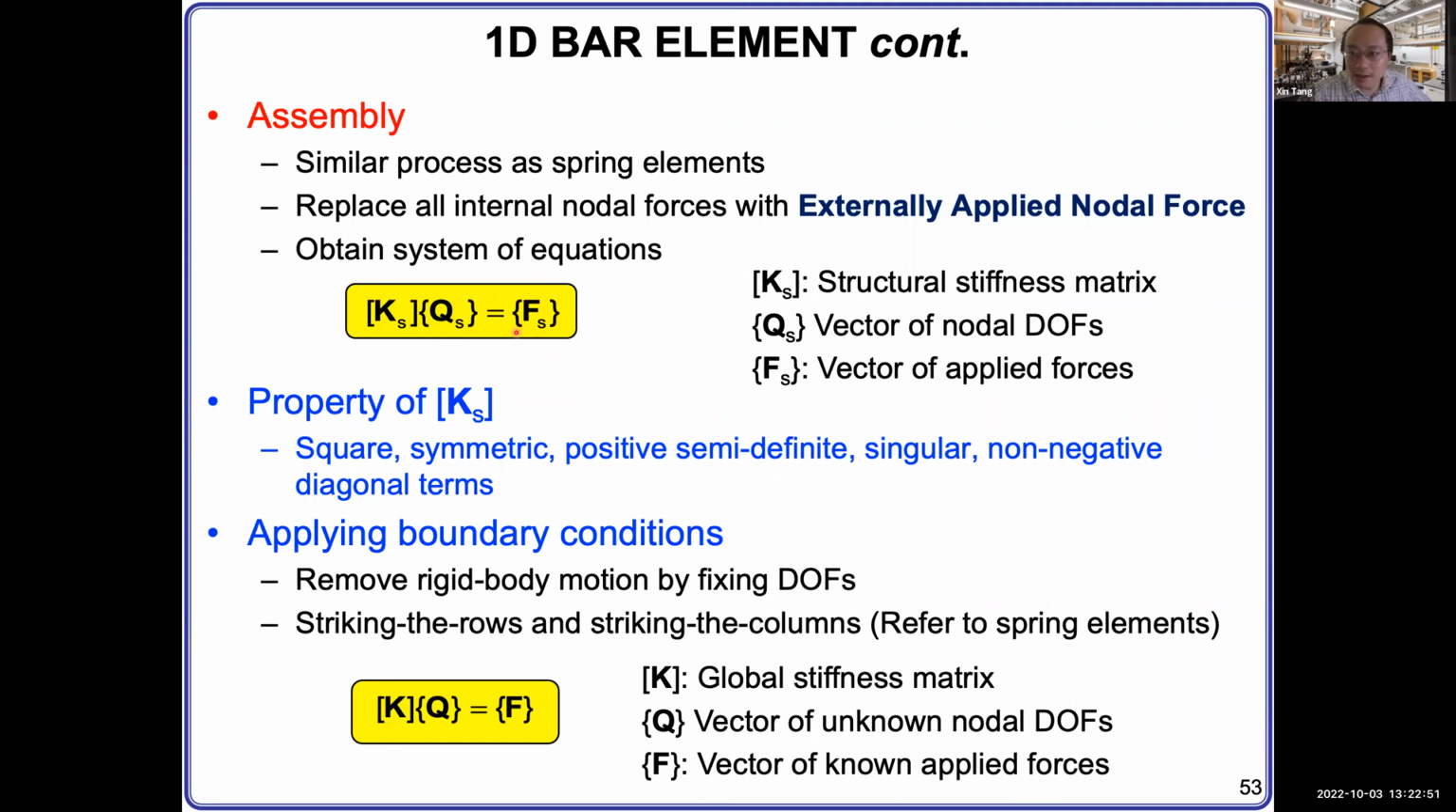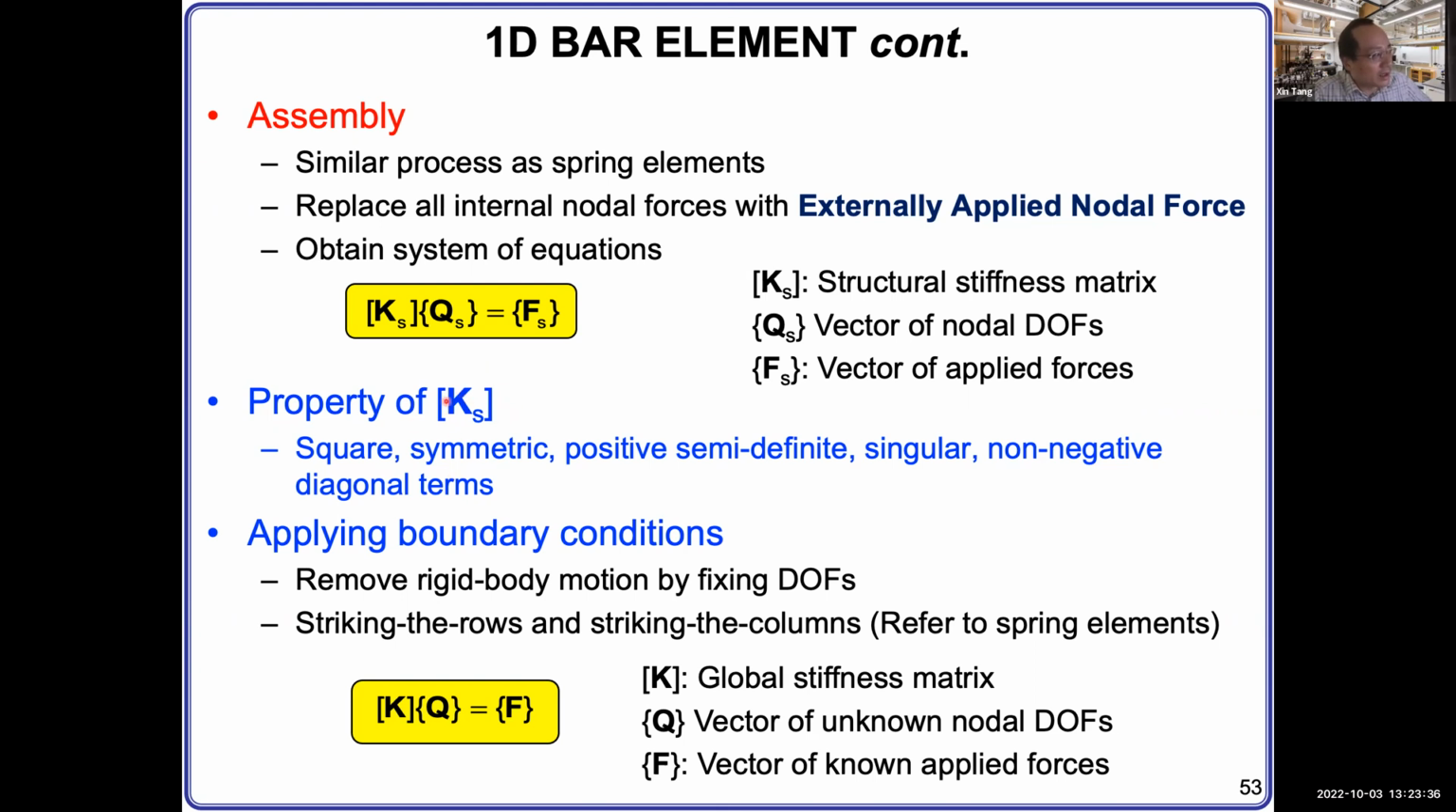So you have many small f added together, and based on force equilibrium, they equal the capital F, the external force applied. So this is the vector of external applied force, not through the bar, but through direct application. Then you have this equation set. Here Ks, the structural stiffness matrix, has the properties of being square, symmetric, positive semi-definite, singular, with non-negative diagonal terms. This is consistent with the spring case we discussed earlier.